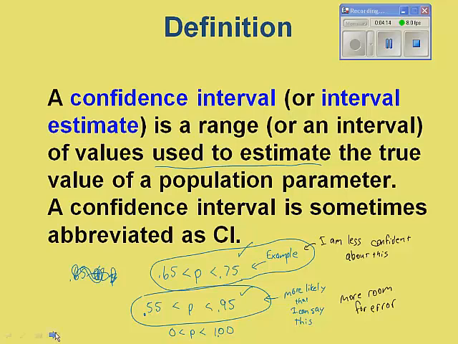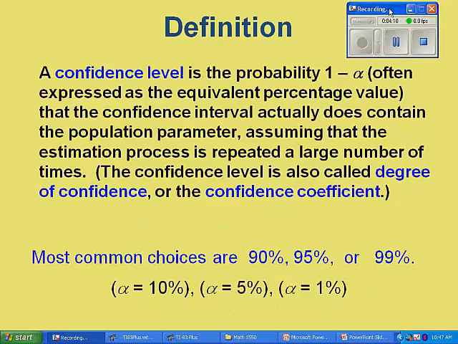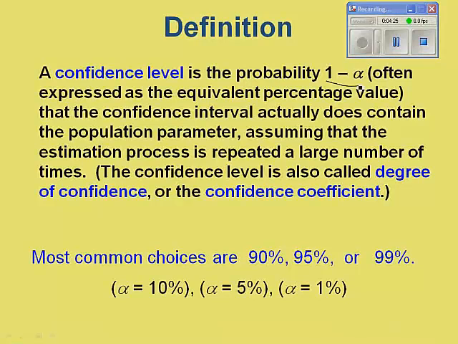Okay. Here's another definition. A confidence level. It's going to be a probability, 1 minus alpha. There's that letter alpha again that we saw on the exam, right? It's just a Greek letter A, but it's used quite often. That the confidence interval actually does contain the population parameter, assuming that the estimation process is repeated a large number of times. Most common choices are 90%, 95%, or 99%.